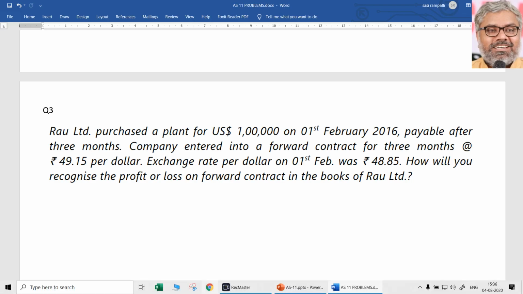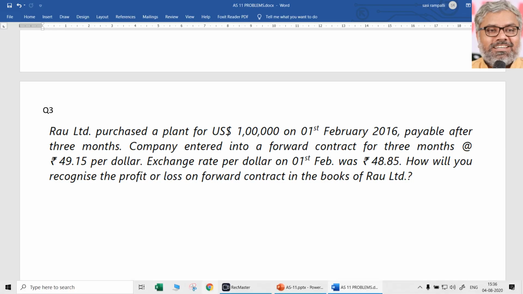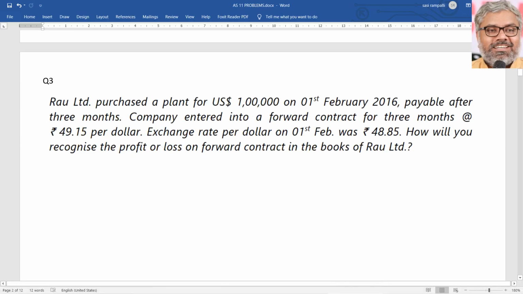Okay. So, this is not related to basic exchange differences. This is related to the forward contract for 3 months, because this loan is payable in 3 months in dollar terms. They have entered into a forward contract for 3 months at the rate of 49.15 per dollar. That is the rate at which the forward contract was entered into.